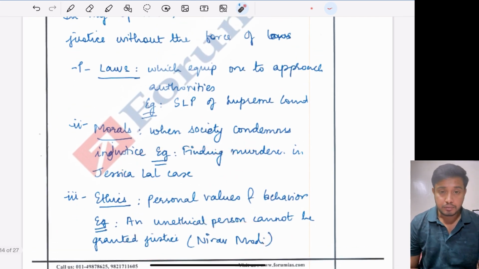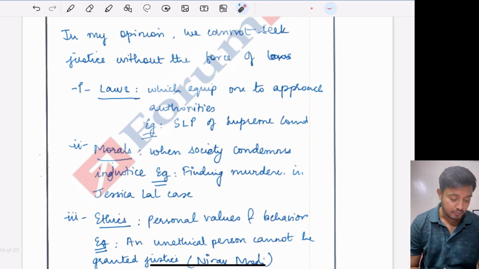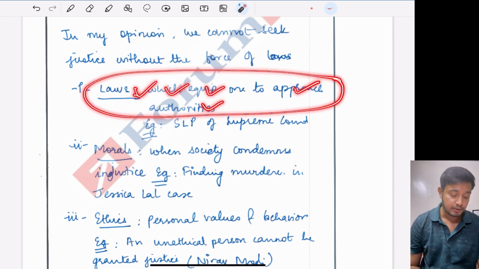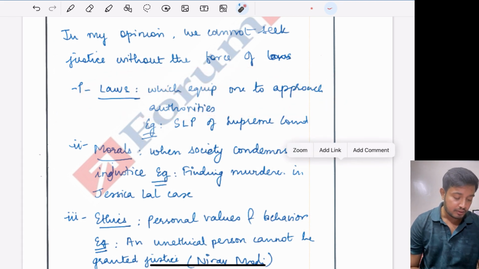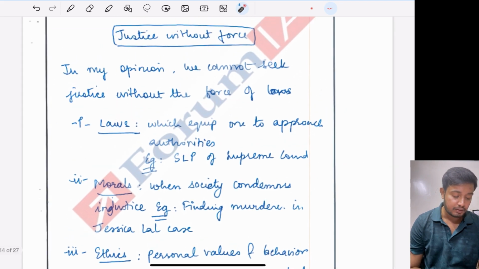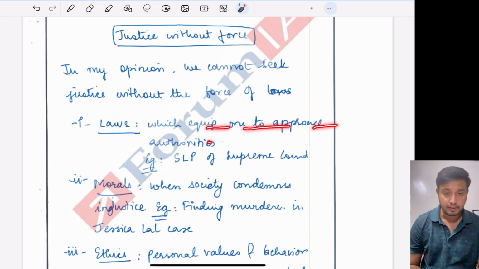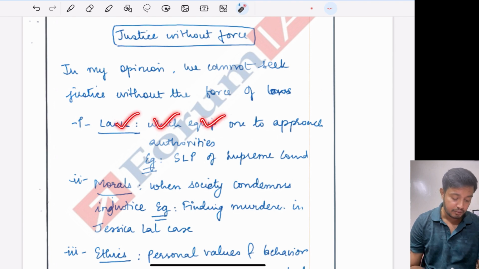This is what I am trying to tell you, how to write crisp arguments. Just ignore whatever she wrote as the argument. Simply see this is the structure of the argument. This is the first argument. Laws 1, 2, 3, 4, 5. Only 5 words in the argument. She's not writing laws help justice help getting justice without force by equipping one to approach authorities and this and that. She's not elaborating so much. Using only 5 big words, she finished the argument.